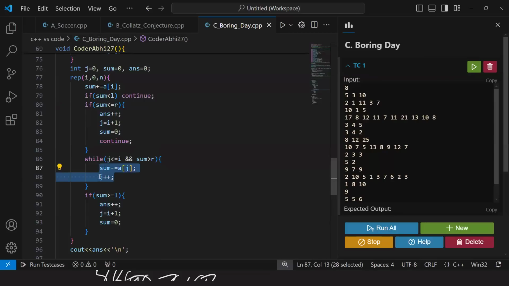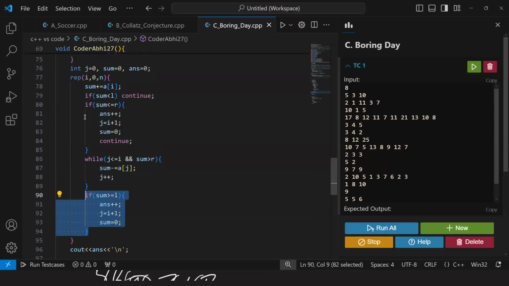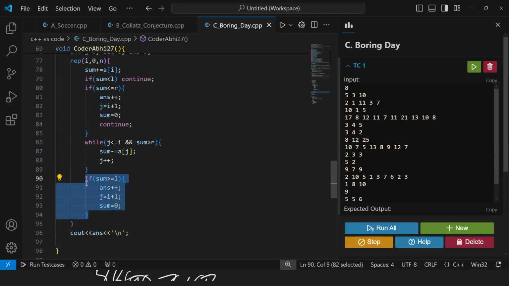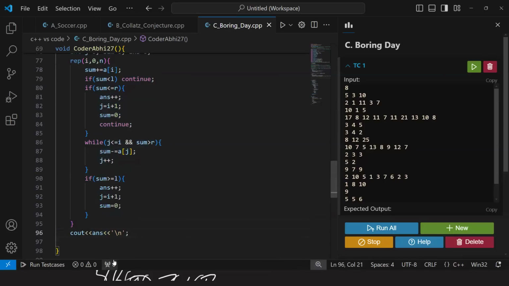And once sum reaches less than R, we would check if now the sum is greater than L, which means we are in the range. We would do answer plus plus, j equal to I plus 1, sum 0. So we would reset the conditions if the sum is in the range. Otherwise, we would not do that, so we will move to the next loop. I hope this code is clear, what we are doing through the two pointer, and we can just print the answer after that.